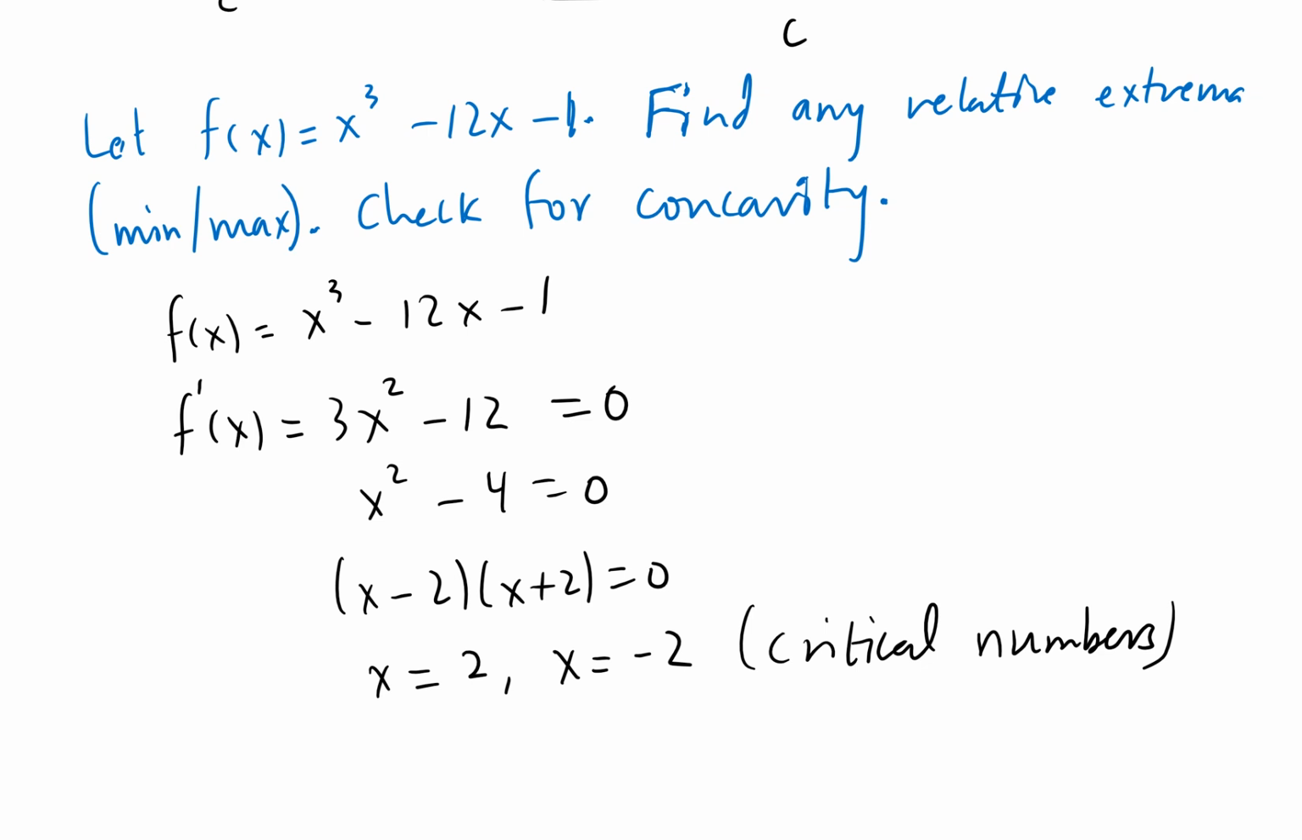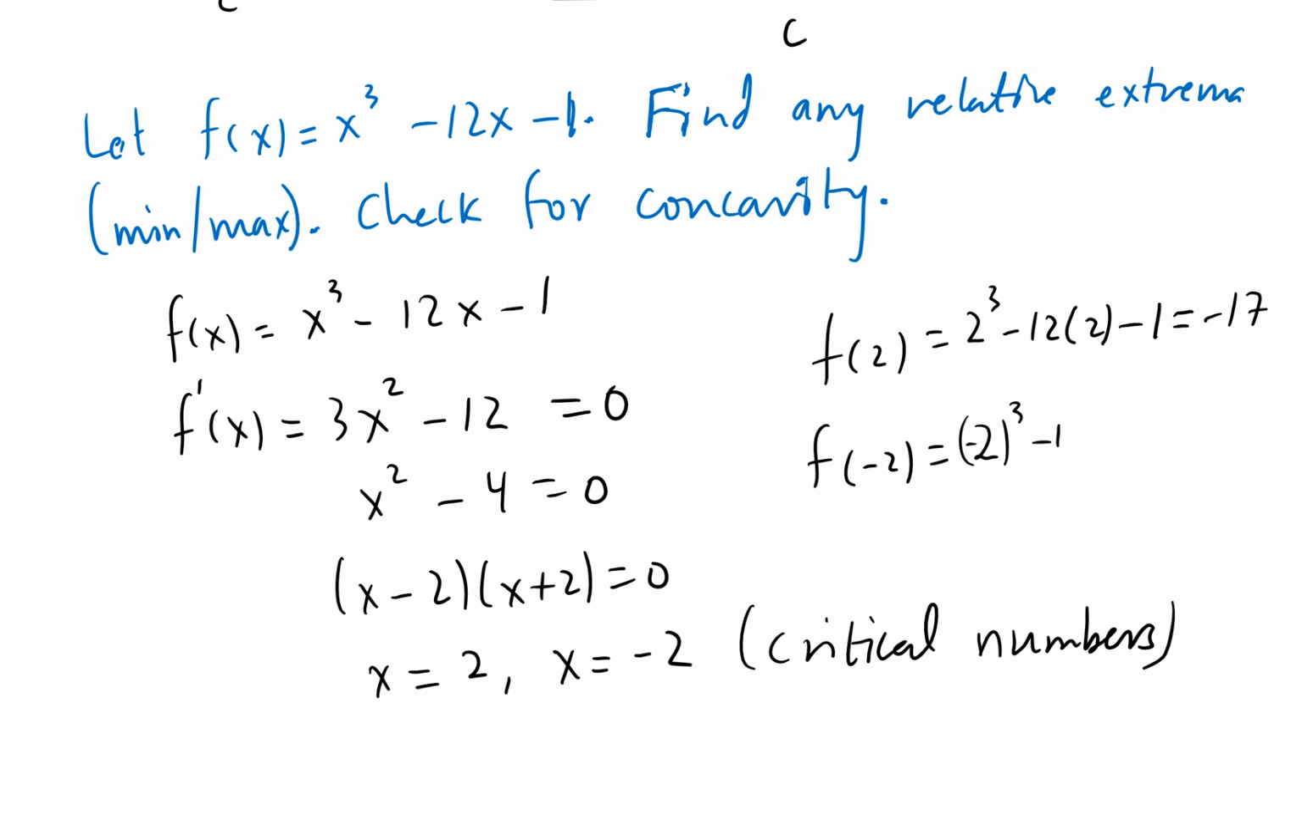We can find their corresponding y values. So if you find f of 2 and f of negative 2, you substitute into the original function. If we calculate f of 2, we get negative 17. For f of negative 2, this is negative 2 to the third minus 12 times negative 2 minus 1. That's a 15.